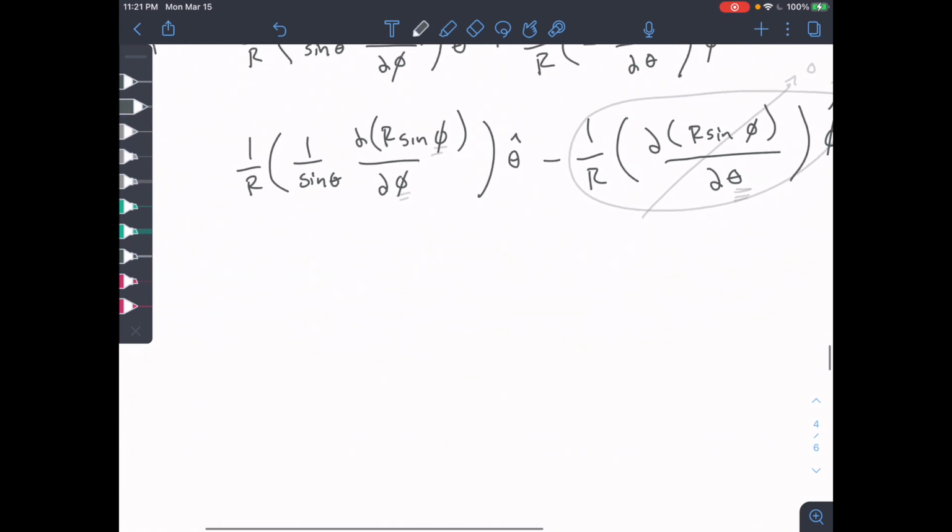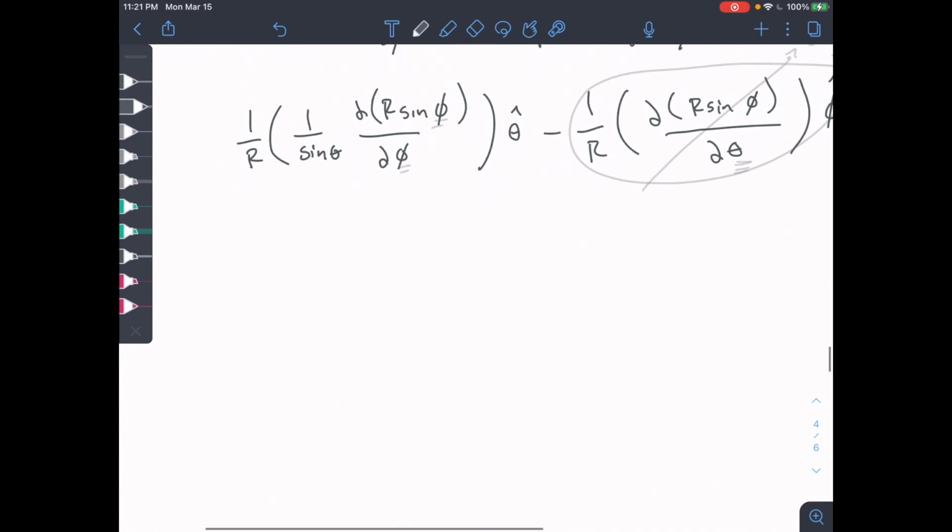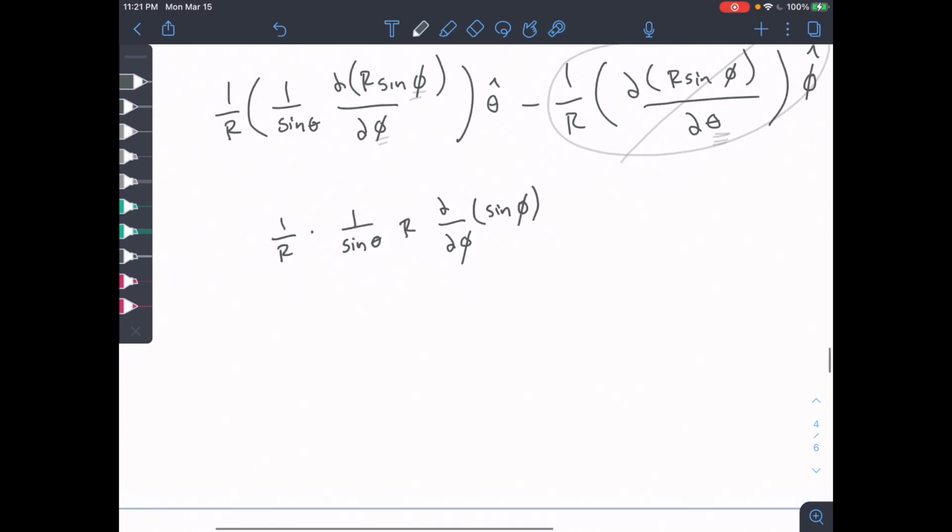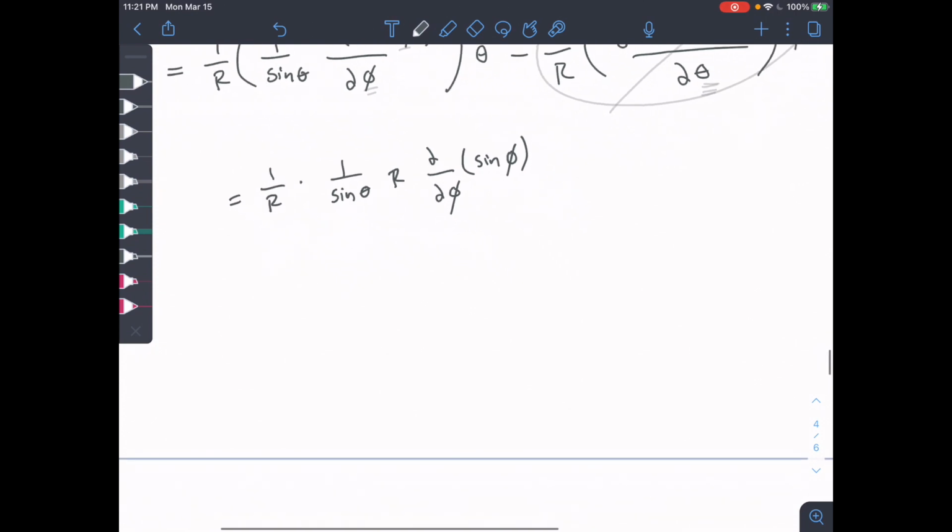But this piece here, we do have a phi piece. So we are going to take the derivative of this one, okay? And we're going to have to do what's inside the parentheses. So we have a phi piece there, we can pull this r out because we only have a derivative with respect to phi. So let's keep the phi pieces on the inside. Anything else we can treat as a constant and pull it out. So 1 over sine of theta times r multiplied by d over d phi of sine of phi. What is the derivative of sine of phi? It is cosine of phi.